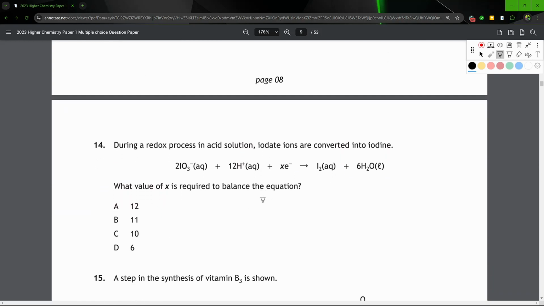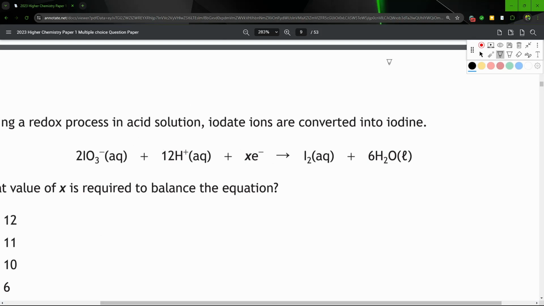14. During a redox process, in an acid solution, iodate ions are converted into iodine. You can see we've got a half-finished ion-electron equation here. What value of x is required to balance the equation? What we're going to do is make sure charge is identical on both sides. You can see here that it's neutral charge, but over here we've got 2 minus and then plus 12 positive, which means 10 positive effectively. So we need to equalize that with 10 negative here. So that means x must equal 10.